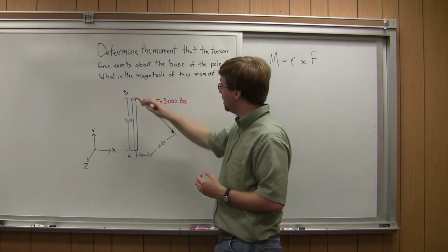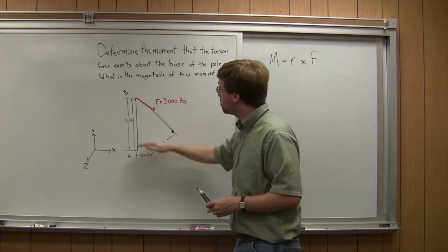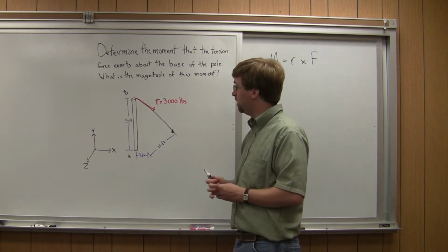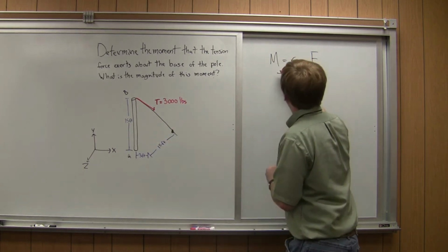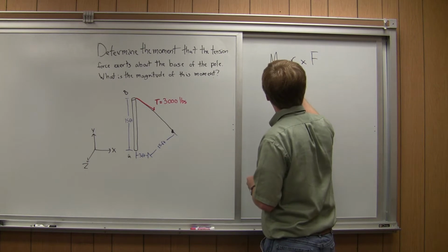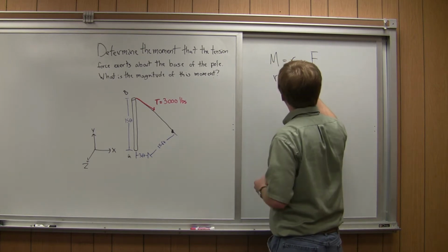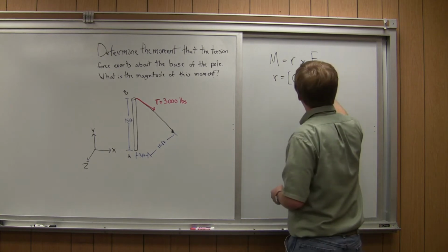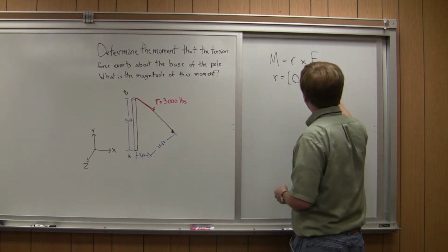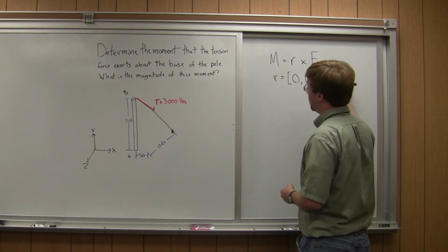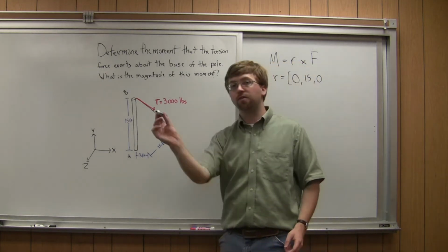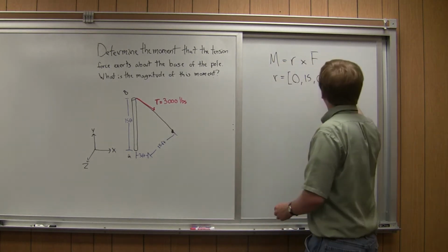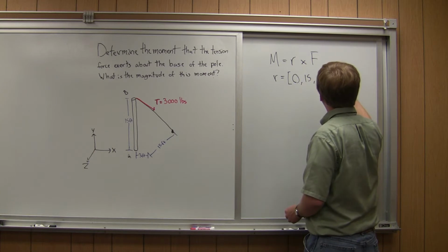So going from A to B, I'm going up by 15 feet in the y direction. So my R vector is going to be 0 in the x direction, positive 15 in the y direction, and 0 in the z direction. Z direction is coming out of the board towards you right now. And so that is all in feet.